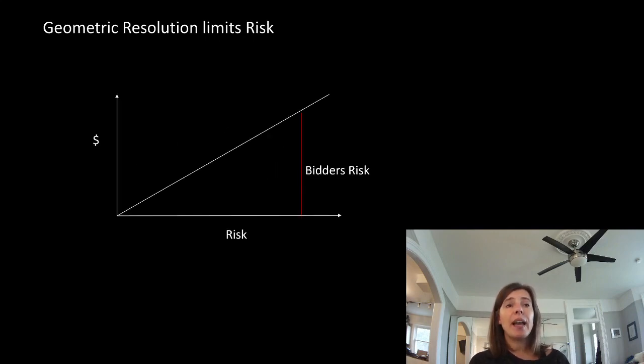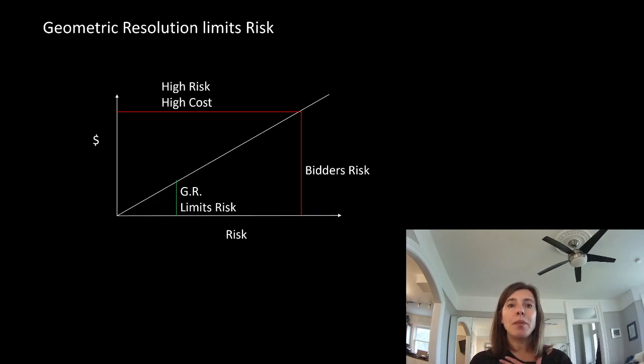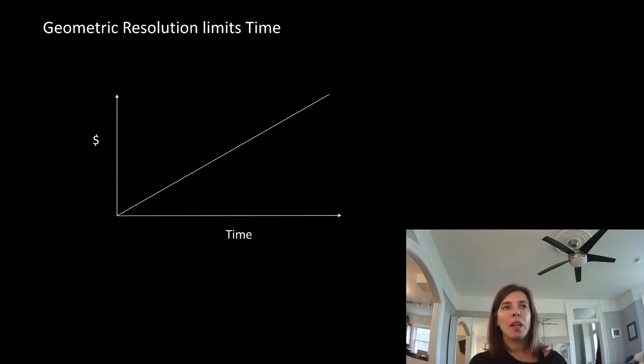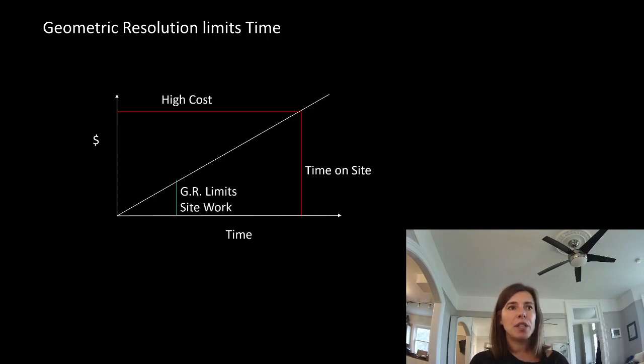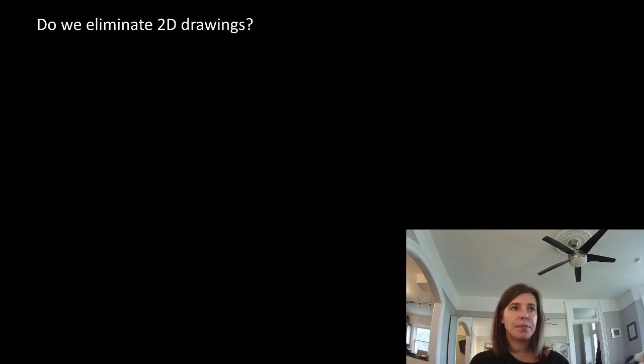So you can see here that a bidder doesn't have any control. They don't have control over what's happening. We have more control over what's happening. So they're bidding on a lot of risk. So high risk, high cost. Geometric resolution limits the risk and lowers the cost all around, so transferring the amount of risk and cost that is there to our team should be totally reasonable. The overall product is still a lot cheaper. Same thing with timeline. Time on site means a high cost. Geometric resolution limits the site work, which lowers the cost.